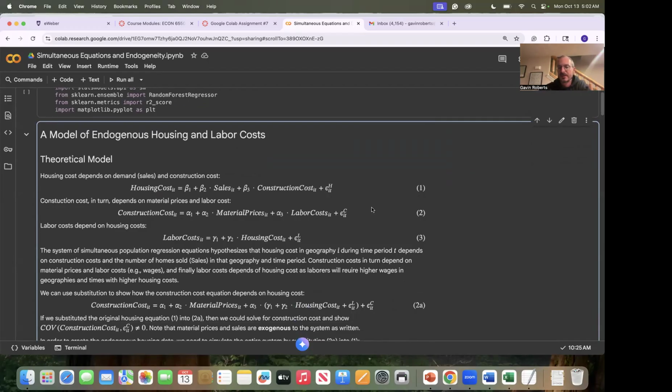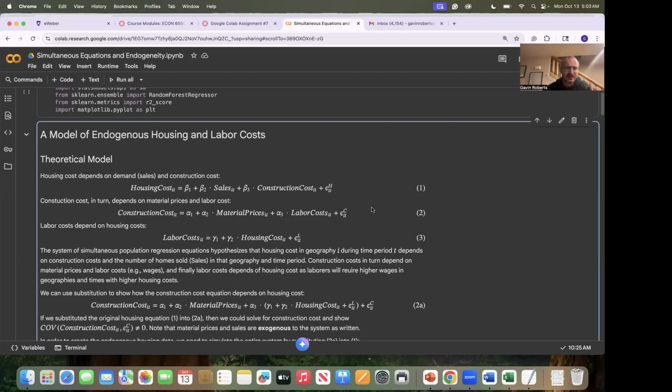The reason I'm going to do that is I think that just looking through actually, and many of you did this well on your most recent homework, but just talking through a simulation of a simultaneous system and why that leads to endogeneity, I think can be really useful.